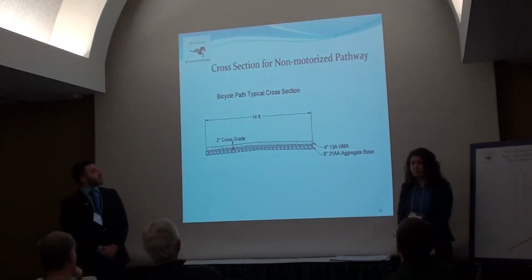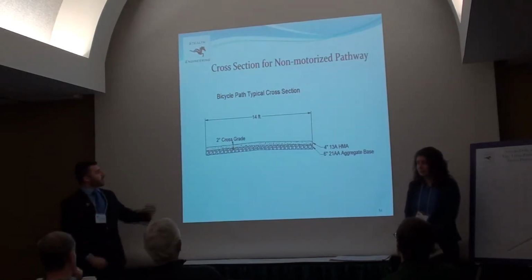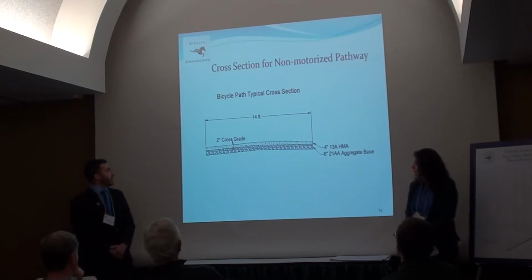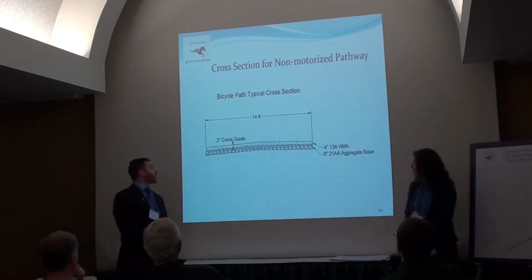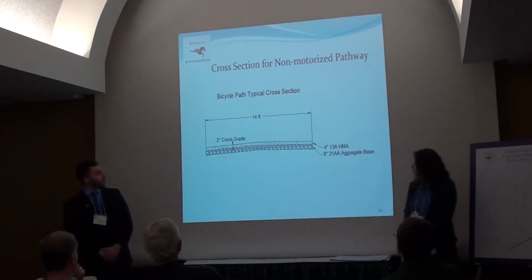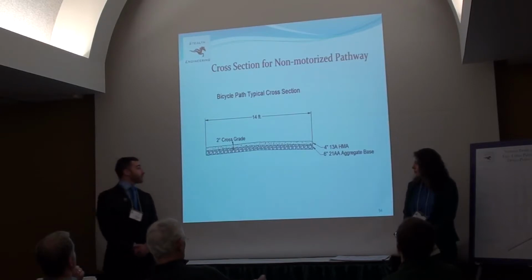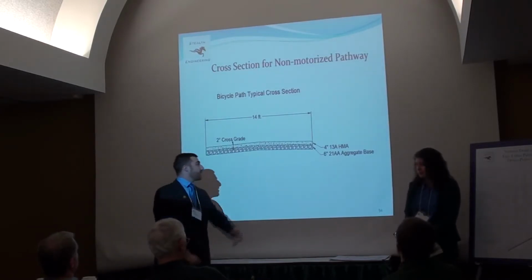Here we see a cross-section of the pathway. It's to be 14 feet across with approximately 2% cross grade for drainage purposes. It will have 4 inches of asphalt to be laid in two 2-inch courses, and finally a 6-inch aggregate base.